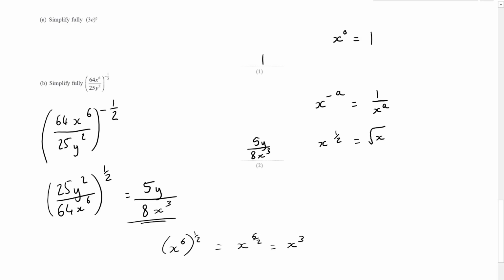Okay, so these are the laws of indices. Hopefully the way we've worked everything out is all okay.